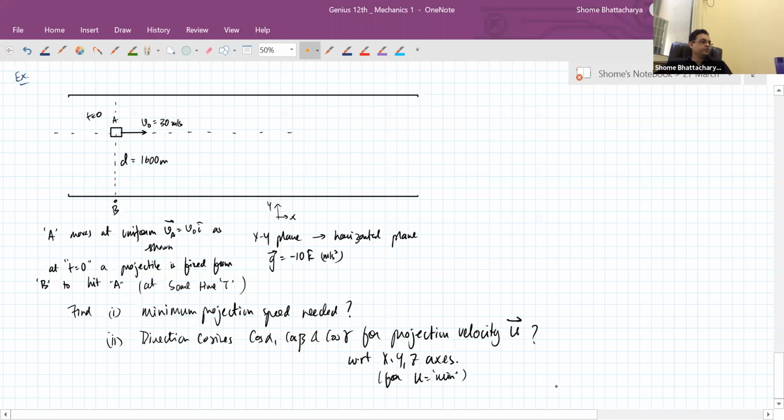So this combines a bit of vector algebra along with projectile motion concepts. Sorry, this is 160 meters, not 1600 meters. Just take the value d as 160 meters. This angle is 90 degrees.